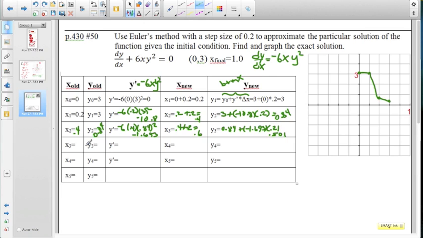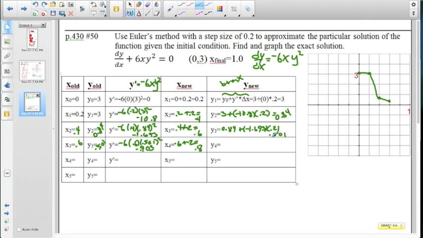And then we can continue this process here. We're at 0.6, and we're at 0.501. And so we can calculate our new slope again. So negative 6 times 0.6 times 0.501 squared. And when we calculate that, we get negative 0.903. Notice that's still negative because we've got this negative sign out here. We're going to always have a negative slope for this example. And our new x after we apply our step is 0.6 plus 0.2 equals 0.8.